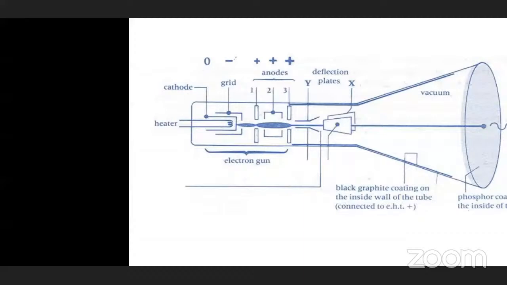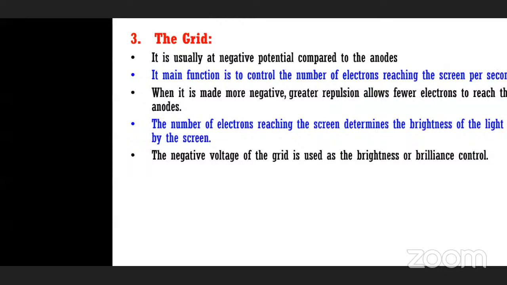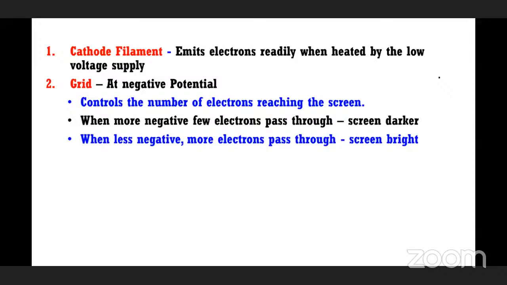We have discussed the electron gun. The three major parts of the electron gun are the cathode filament, the grid, and the anode. The anode is the positive voltage electrode of the electron gun. In this case, it focuses and accelerates the electrons to the screen. So the purpose of the anode is to accelerate the electrons to the screen.